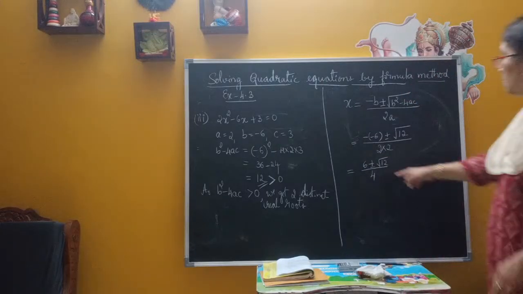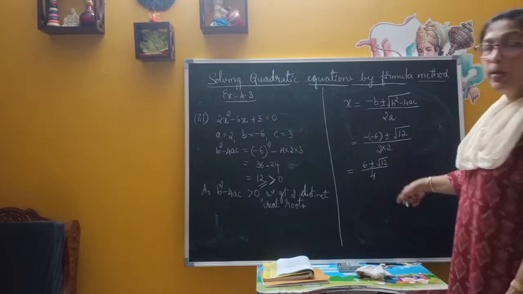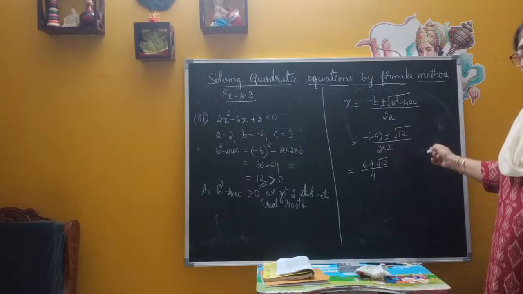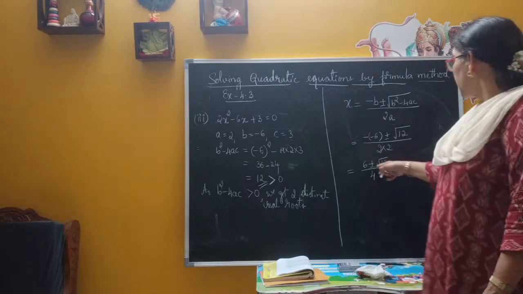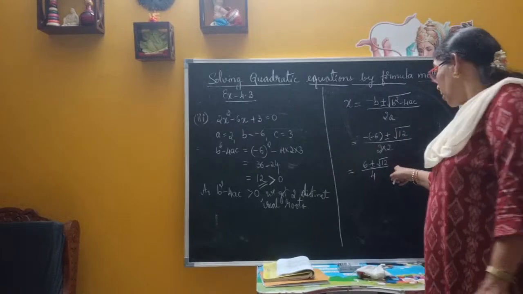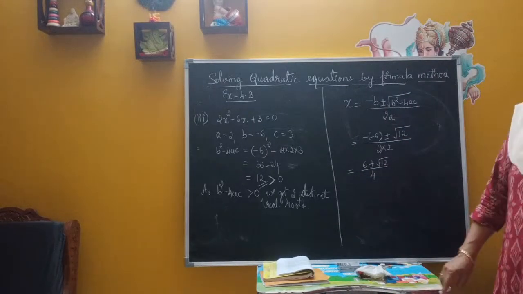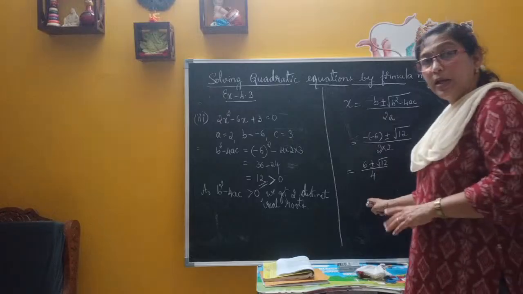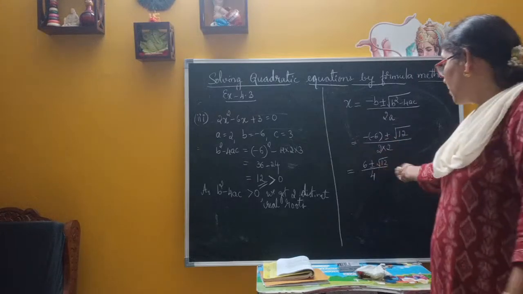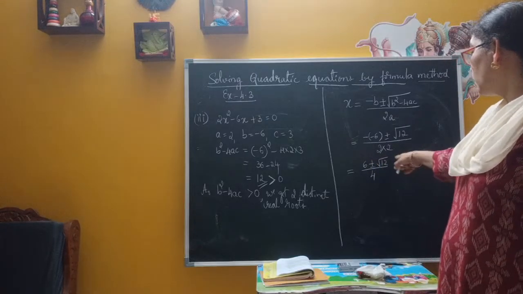So this means 6 by 4 plus root 12 by 4. We can simplify it further or you can keep it here itself. Which are the two roots? One is 6 plus root 12 by 4. Other one is 6 minus root 12 by 4. In case it's a statement problem, you need an accurate value, so we need to simplify it. Otherwise you can keep it and stop finding the solution here itself.